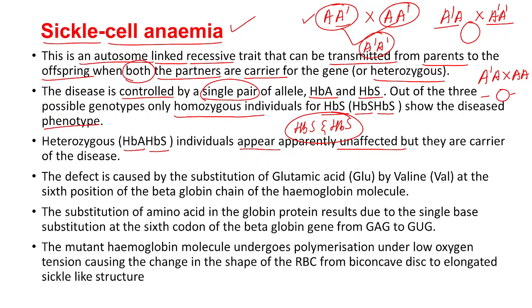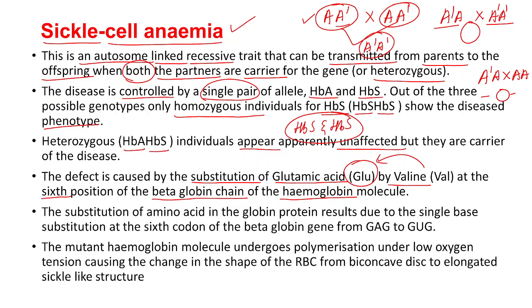And what is the main cause for this defect? See here, the defect is caused by substitution of glutamic acid by valine at the 6th position of the beta globin chain of the hemoglobin molecule. The hemoglobin molecule is made up of alpha chain and beta chain. But in the beta globin chain, particularly at the 6th position, if glutamic acid is replaced by valine, then this disease will occur.